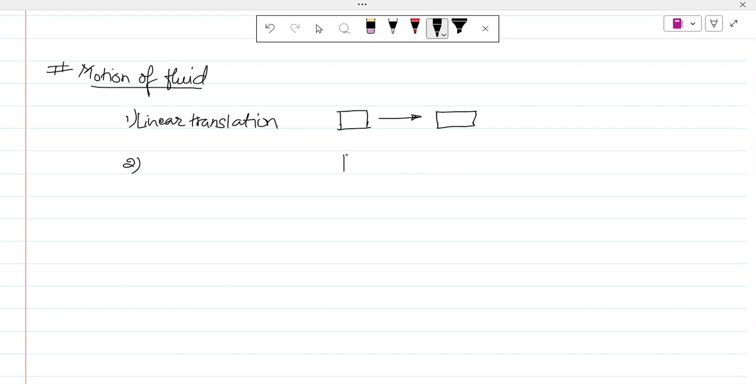If a fluid particle deforms from this position to this position, it is linearly deformed. The length increased and breadth decreased. This is known as linear deformation.